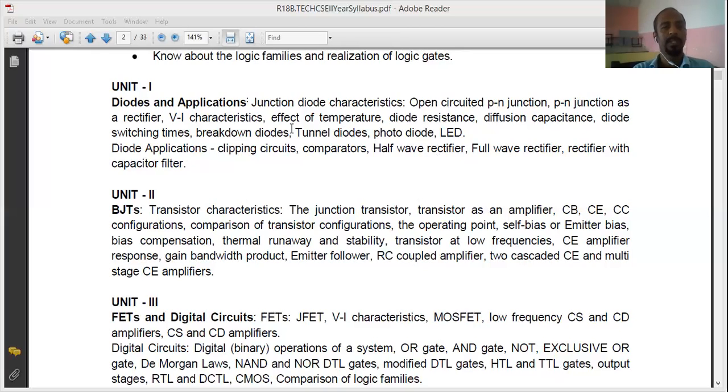So that is about the diode that you will be studying, the junction diode, and the other different types of diodes are breakdown diodes, tunnel diodes, photodiodes and LEDs. The applications of these diodes are clipping, comparators, how you can compare, and rectification, half wave and full wave rectification, and so on. Those are the applications of the diode.